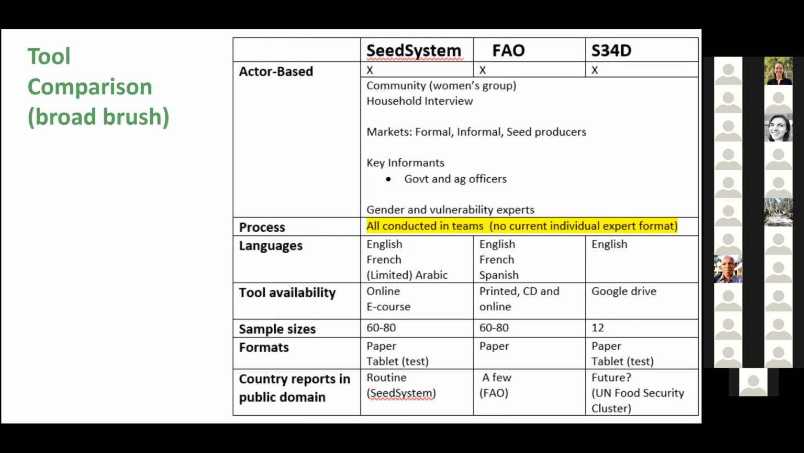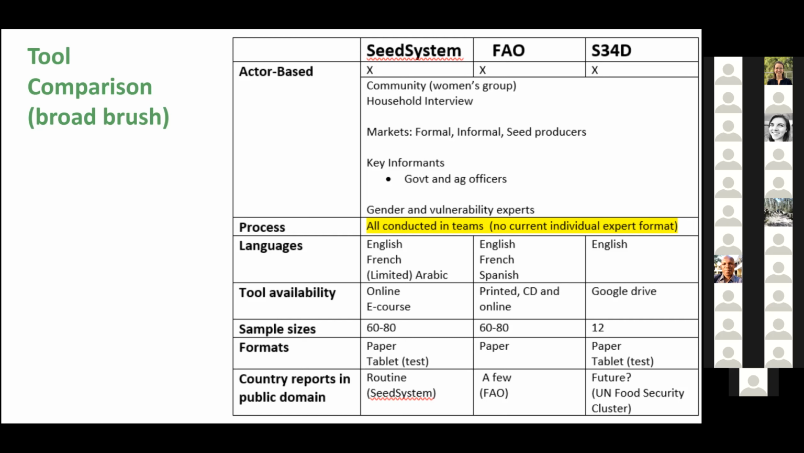In terms of languages, I hope you can see the screen. English, French, limited Arabic for Seed System; FAO, English, French, Spanish; S34D, it says English, I'm pretty sure it's French also. But I would encourage any of you to contact implementers, because often tools have been translated in other languages, but they're not on the websites. So for instance, I know for Seed System, we worked in Timor-Leste, so we have all the tools in Portuguese, just for instance.